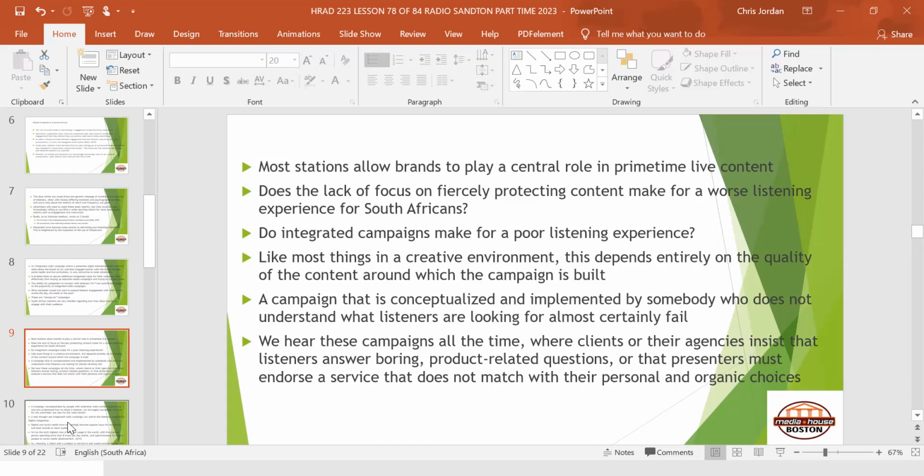Does the lack of focus on fiercely protecting content make for a worse listening experience? I don't think so, right? I don't think, no, I know so. I believe that if we make things more rich and more entertaining, that's the end of the day. Infotainment is our main objective. Servicing the community is our main objective. Making money is our main objective.